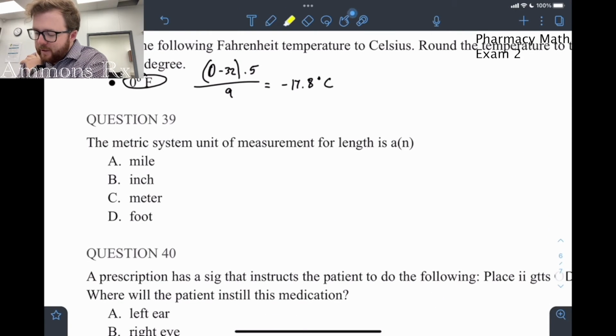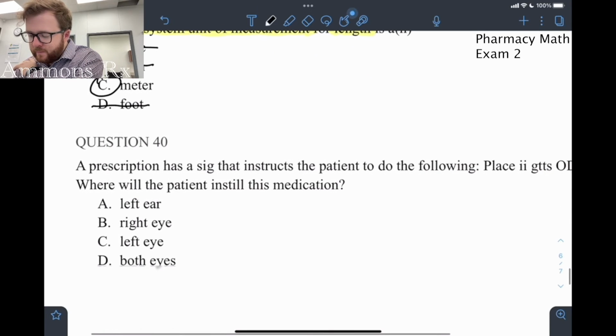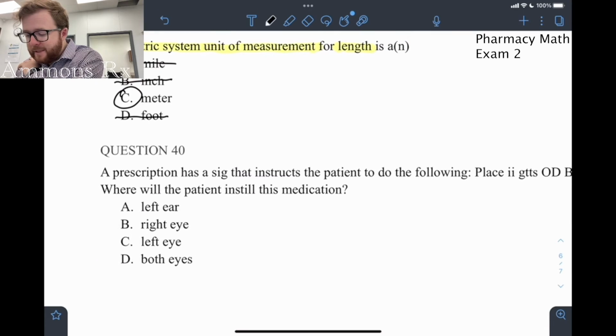The metric system of measurement for length is not a mile, not an inch, not a foot, it's a meter. Millimeter, centimeter, kilometer.